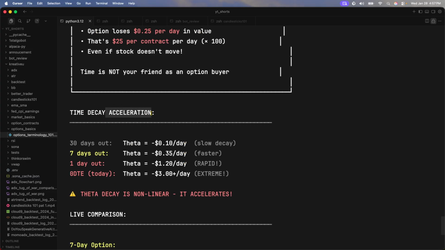So time decay acceleration: 30 days out, it's 10. 7 days out, it's $35 a day. And then 1 day out, you're losing $120 a day. Zero DTE, you damn near could lose $300 a day. But again, if you do this right, you can print money too.